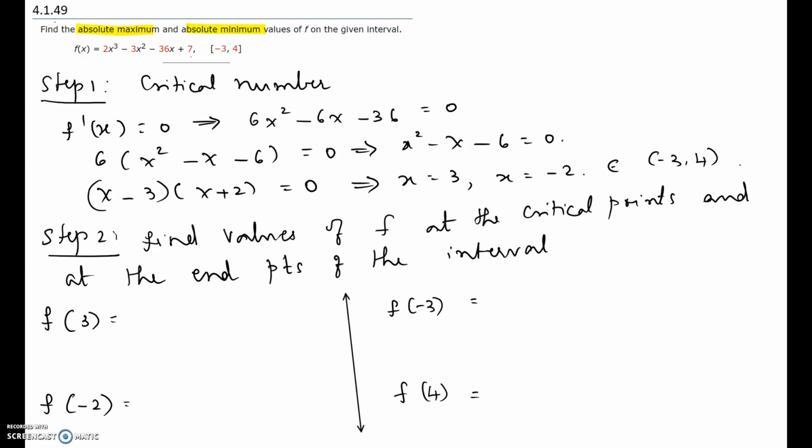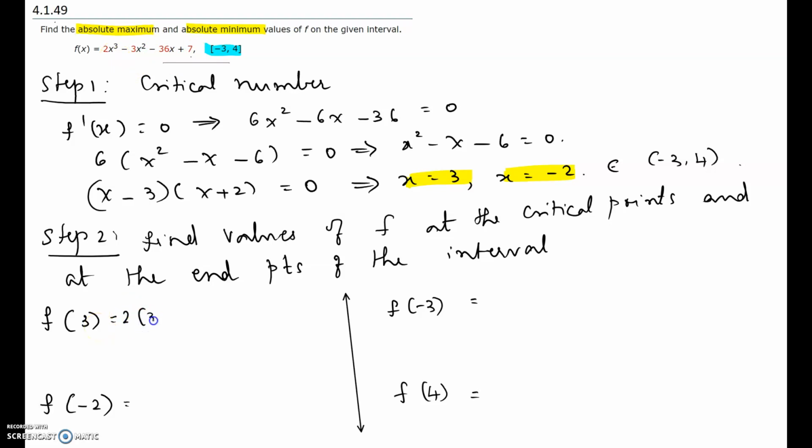So the values of the function at the critical points are f at 3 and f at negative 2. The endpoints are negative 3 and 4. So we'll have to find these values of the function. The function is 2x cubed minus 3x squared minus 36x plus 7. So we are going to replace the x by 3 in the original one.